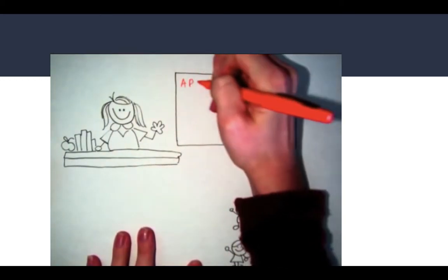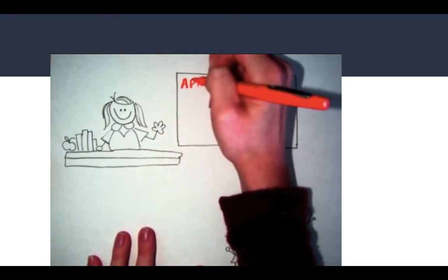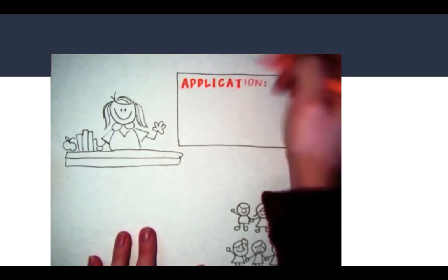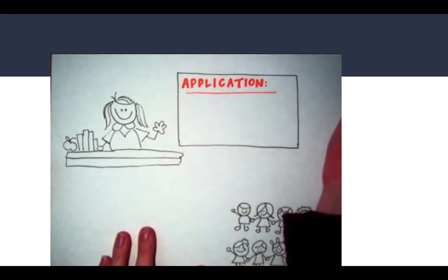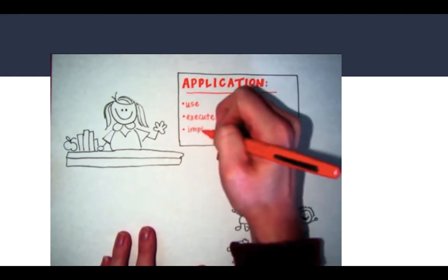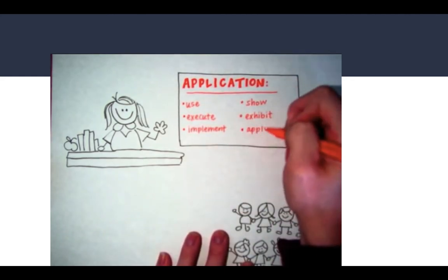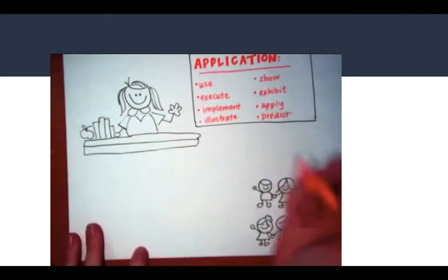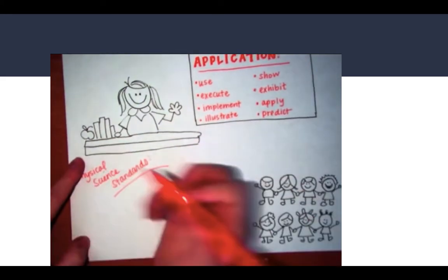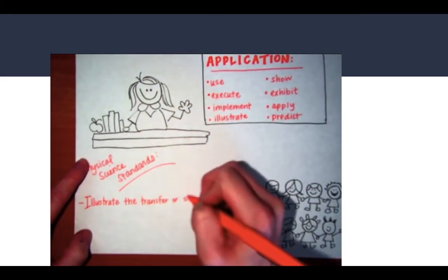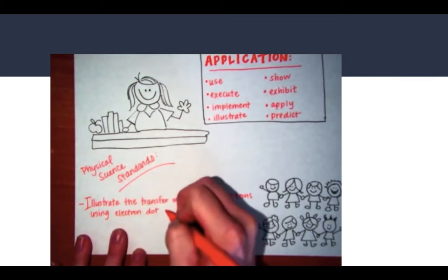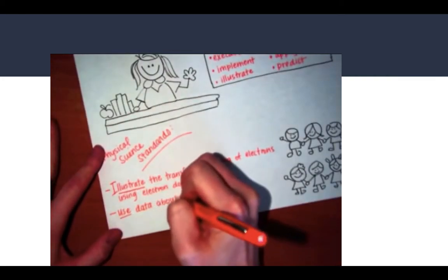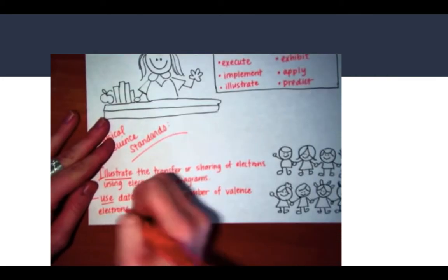In the application stage, students are asked to actually use their acquired knowledge to solve problems in a different way, relying on their own instincts to make decisions. When students are tested on their ability to apply knowledge, they will be asked questions that begin with words like use, execute, implement, show, or exhibit. In this stage, teachers are trying to determine if their students can carry out a procedure by using their previously acquired knowledge about a subject.